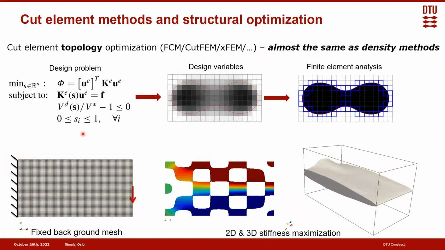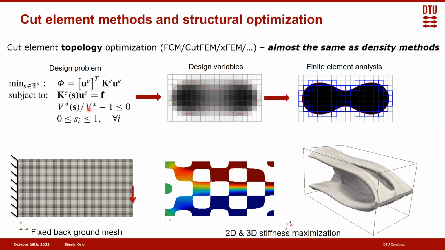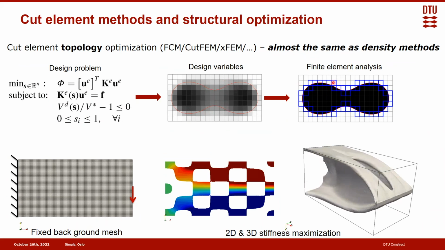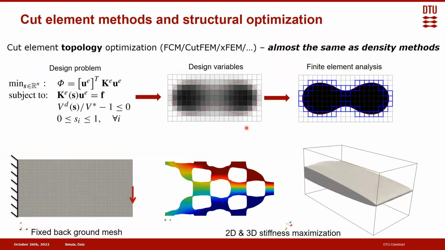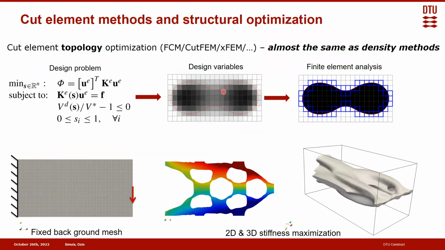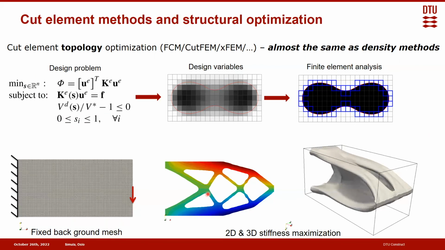So just an example of how that looks. This is the design problem. It looks exactly like the one I showed before. We still have a density set of design variables, but we now cut them, meaning that we perform our optimization on design variables looking like this, but we do all our physics on a mesh looking like this, okay?